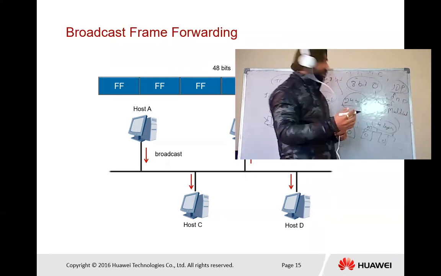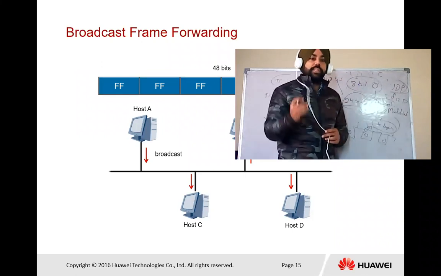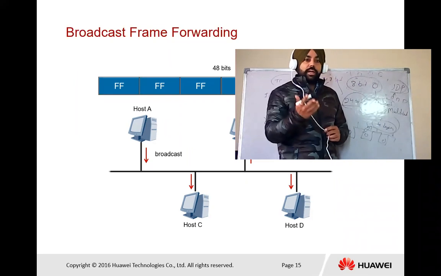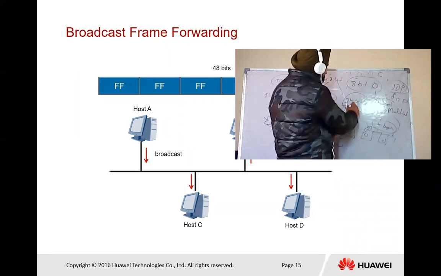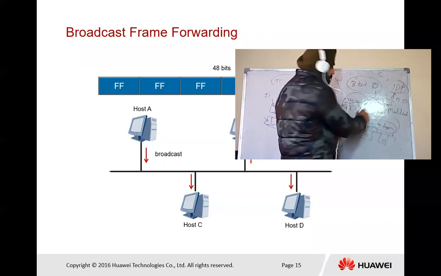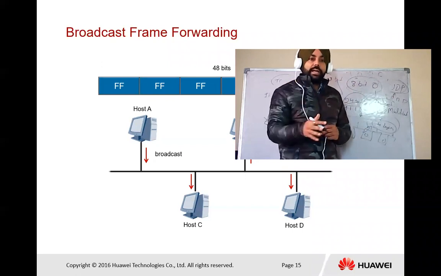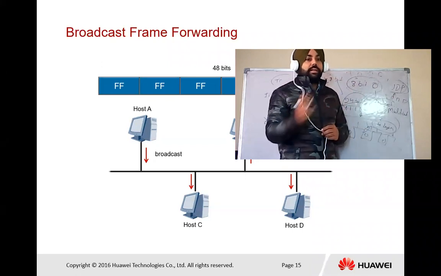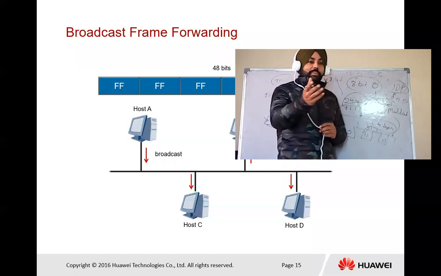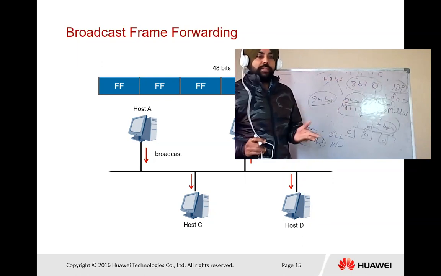If we are talking about broadcast, it means one to all. Multicast means one to many, specific persons or specific IDs. One to all means broadcast address. That means all the bits are 1, and that means this is our broadcast frame forwarding. If we are talking about the MAC address, all 48 bits are F's, as shown in the picture. That means it's our system's broadcast frame forwarding.